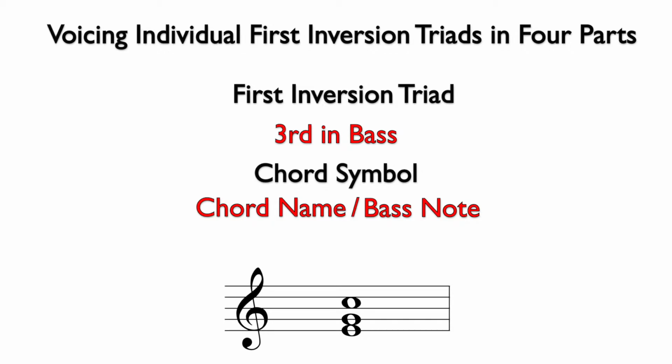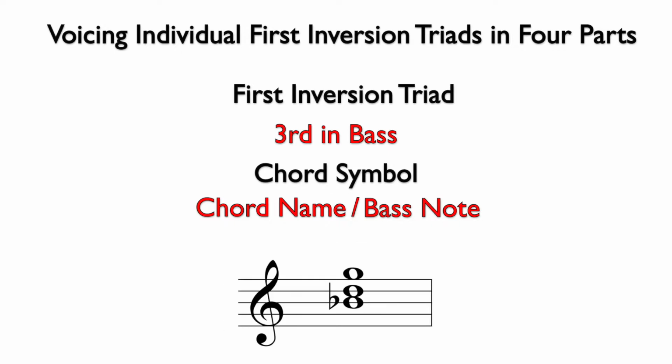For example, a C major triad in first inversion would have the third as its lowest note. This is an E, so the chord symbol is C/E. For another example, a G minor triad in first inversion would have B flat, the third of the chord, in the bass. So the chord symbol is G minor/B flat.